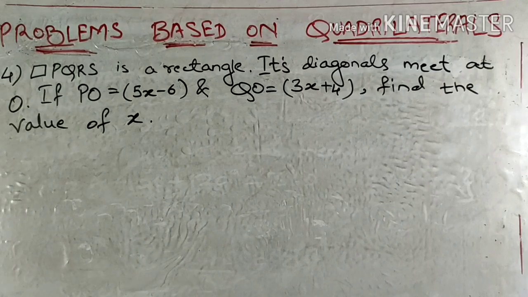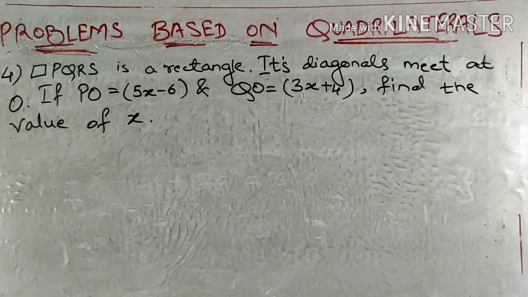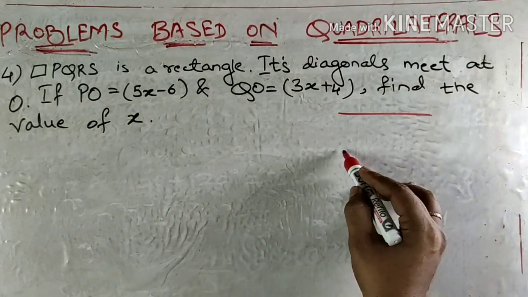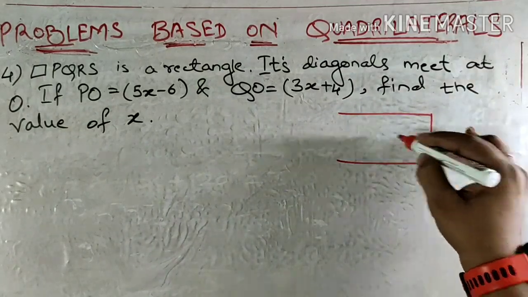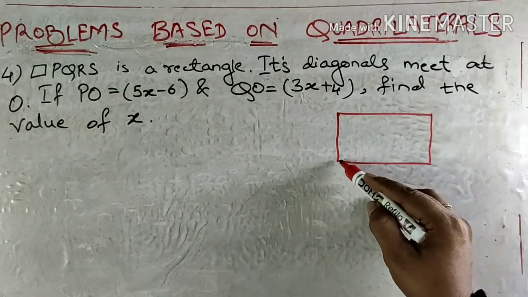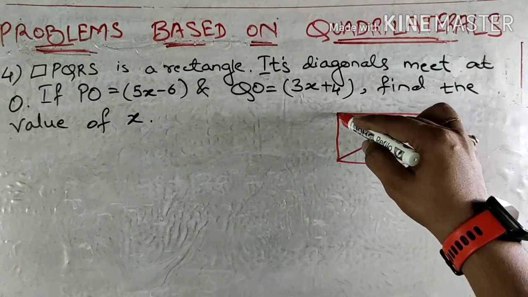Now the fourth question. Quadrilateral PQRS is a rectangle. Its diagonals meet at O. If PO is equal to 5x minus 6 and QO is equal to 3x plus 4, find the value of x, the unknown variable. So how do we find it? Whenever you look at complicated questions like this, do not hesitate in drawing a rough diagram. So I draw a rough diagram over here: quadrilateral PQRS, which is a rectangle. We know that the diagonals bisect each other.